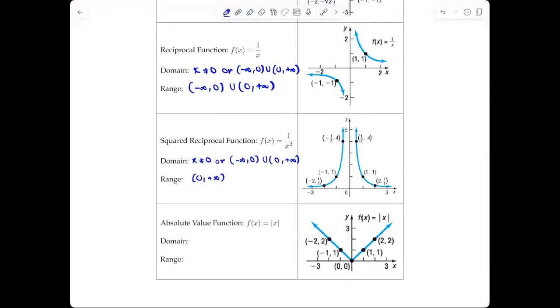All right, the next function is the absolute value function. So the graph looks like this, but the domain is from negative infinity to positive infinity. The range is from 0 to positive infinity. So this function is very nice and weird at the same time. It allows you to write piecewise defined functions that you will learn a little bit later.